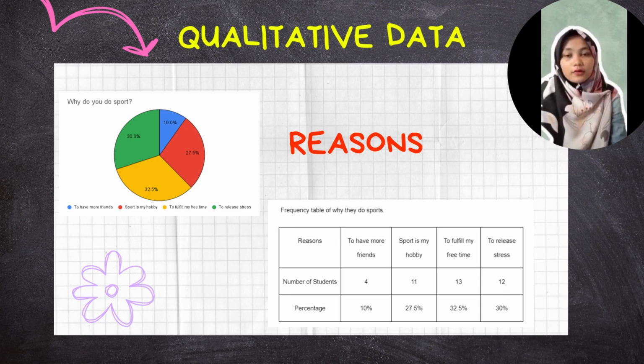You could take the information that there are 4 people that choose the reason to have more friends. 11 people choose the reason sport is my hobby, 13 people choose the reason to fulfill my free time, and 12 people choose the reason to release stress.